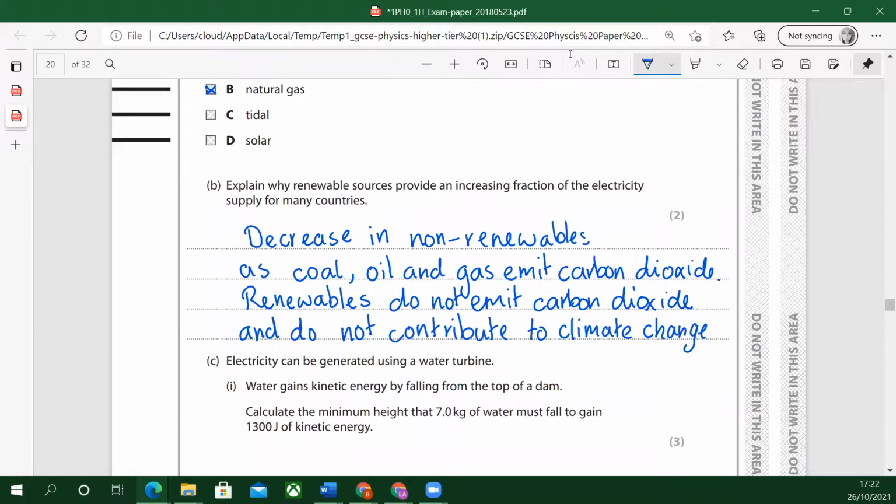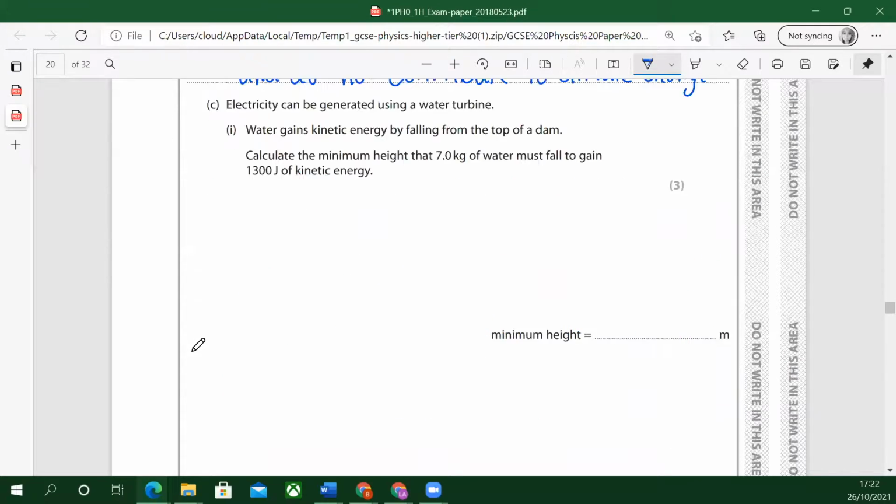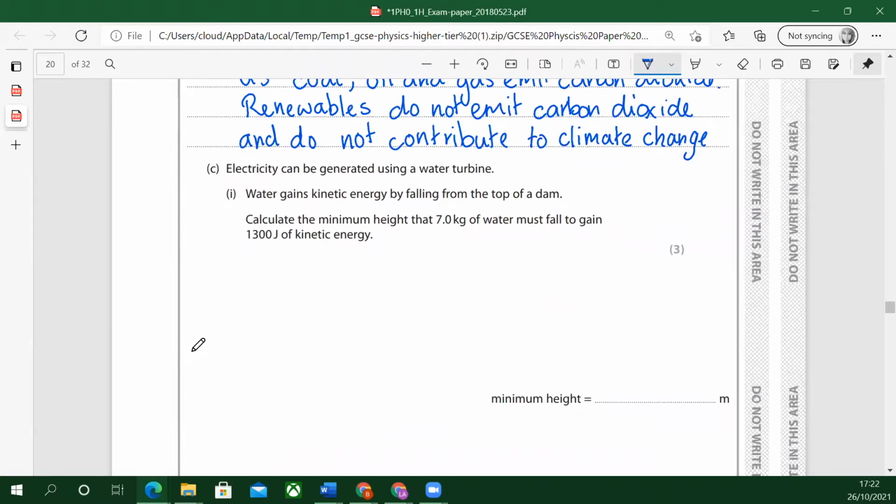Okay, that's what there. So next one. Electricity can be generated using a water turbine. Water gains kinetic energy by falling from the top of a dam. Calculate the minimum height that 7 kilograms of water must fall to gain 1,300 joules of kinetic energy.